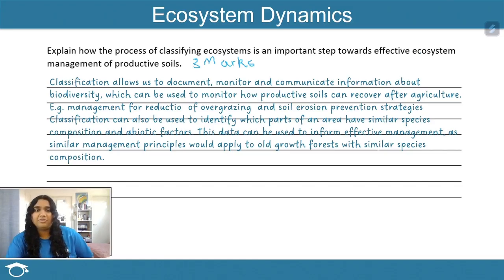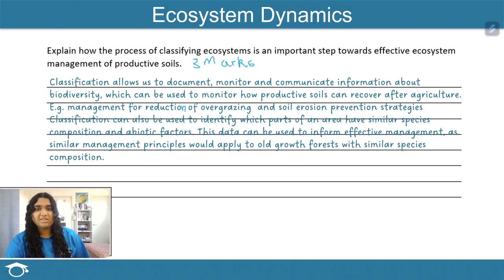So the reason why classifying ecosystems is important is if you identify one ecosystem as a productive soil ecosystem and come up with a plan to protect it against erosion and soil nutrient deficiency, if you find another ecosystem that is a productive soil, you can share the management plan and the entire process becomes a lot more streamlined. So you don't need to spend the same amount of time experimenting with things. An example of that is management for the reduction of overgrazing and soil erosion prevention strategies.